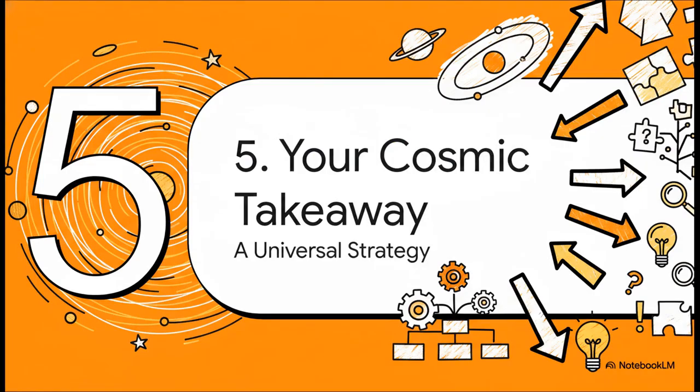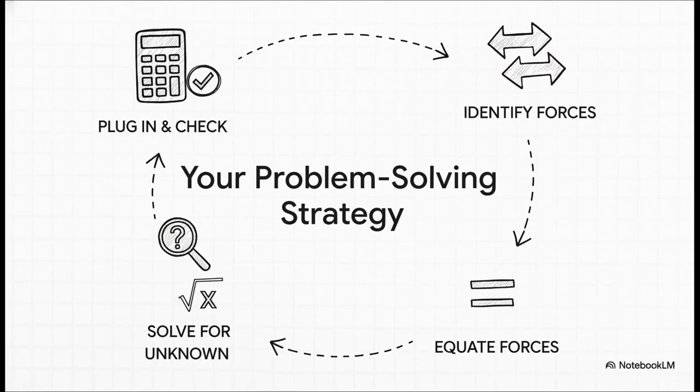Look, solving the problem and finding Venus is awesome, but the real goal here is to understand the method, right? What's the fundamental strategy you can take away from this and use on other physics challenges? This is it. This is the strategy that works for so many problems in physics. First, you figure out what forces are involved. Second, you set them equal to each other to build your model. Third, you use algebra to solve for what you need, always keeping an eye out for those clever simplifications. And finally, you plug in your numbers and you ask yourself, does this answer make sense? This simple loop, identify, equate, solve, and check, that is your real cosmic takeaway today.